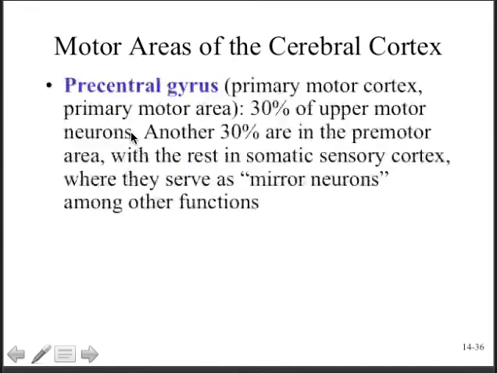The cortex interacts with the basal nuclei and the cerebellum in the planning, the coordination, and the execution of those movements. The precentral gyrus is determined to be the primary motor cortex, or the primary motor area. 30% of upper motor neurons are found here, another 30% in the premotor area, with the rest in the somatosensory cortex. And you might ask, well, why in the world would motor neurons be found in the somatosensory cortex?